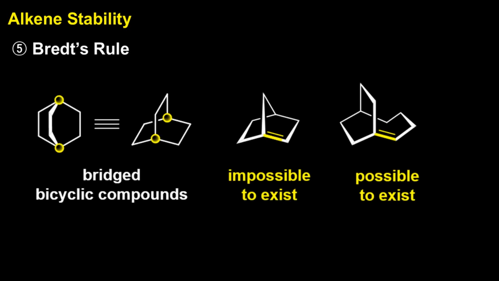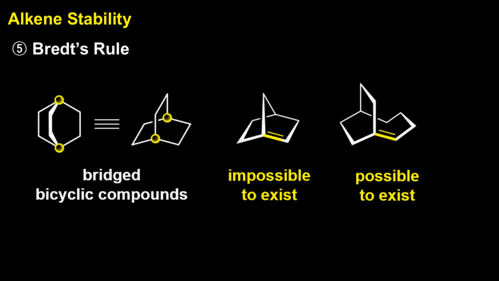Let's make this even clearer with a few examples. On the left, you can see a typical bridged bicyclic compound. The bridgehead carbon is marked, and that's what we're focusing on. In the middle example, someone tried to place a double bond at that bridgehead, but the rings are just too small. The geometry doesn't work, and the strain is way too high. That kind of structure simply can't exist.